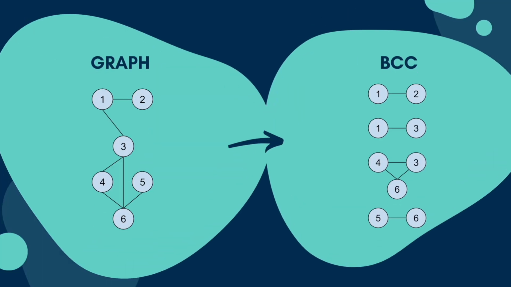Let's take an example. Here we can see that 1, 2, 3, 4, 5, 6 are 6 vertices. 1 is connected to 2, 1 is also connected to 3, but look carefully that 3 is not connected to 2. So 1 and 2 are mutually accessible. 1 can be visited by 2 and 2 can be visited by 1. So 1 and 2 are biconnected components. Then 1 and 3, the same way, are also biconnected components.